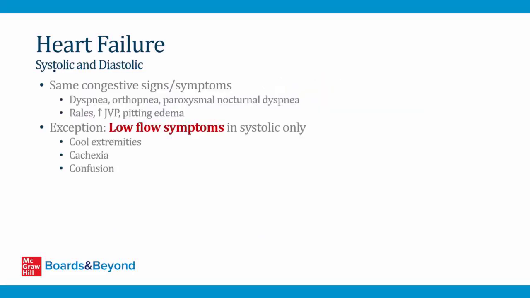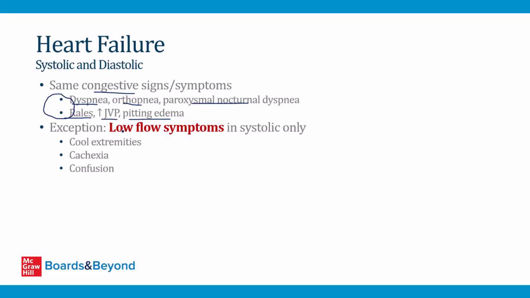In both forms of heart failure, systolic and diastolic, you can have the same congestive signs and symptoms. So patients with both forms of heart failure will complain of dyspnea, orthopnea, and paroxysmal nocturnal dyspnea. And on physical exam in both forms of heart failure, you can identify rales, elevated JVP, and pitting edema. So the presence or absence of these symptoms does not help you distinguish between systolic and diastolic heart failure.